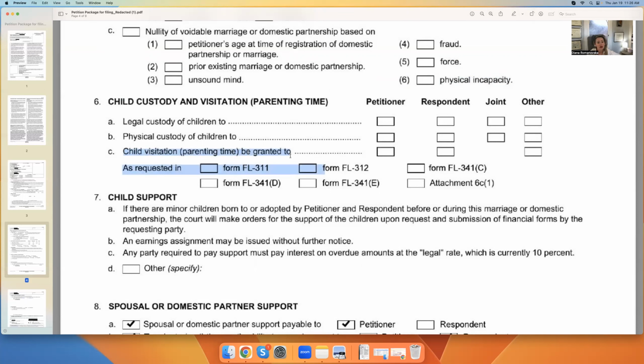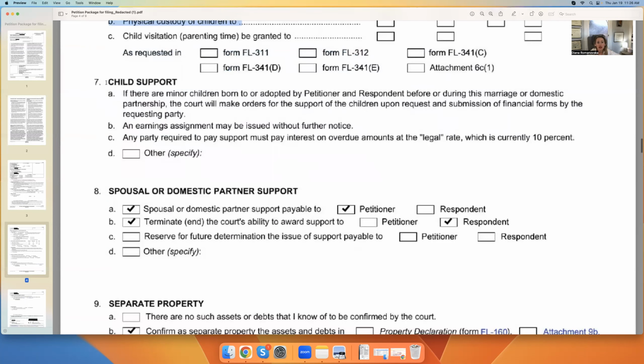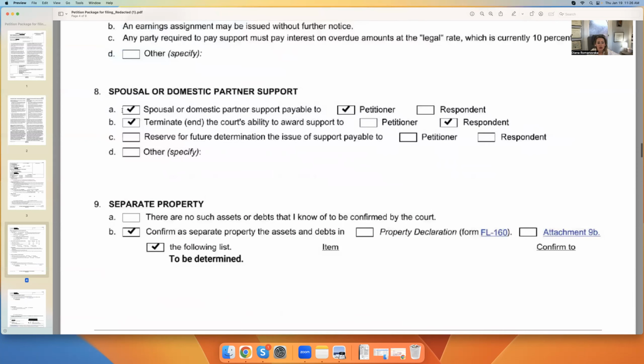Parenting time, child visitation, parenting time be granted to. So this is visitation, and again, you can pick. The thing is, I don't check off any of these boxes. I only check off A and B most of the time. Child support, it's too soon to say how much, so I leave it out. Spousal support, I always check off spousal support payable.